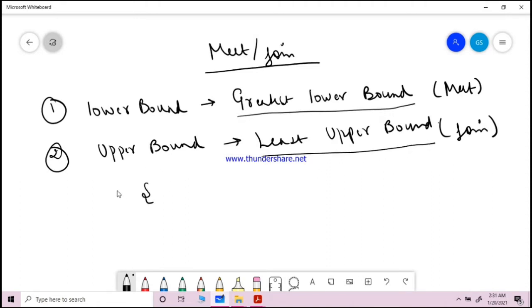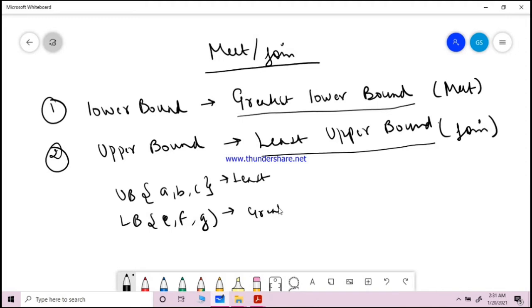Suppose you are having a set of values in the upper bound and in the lower bound as well. Now you have to find out the least element from one, and from the other you have to find out the greatest element. This will give you meet and this will give you join.